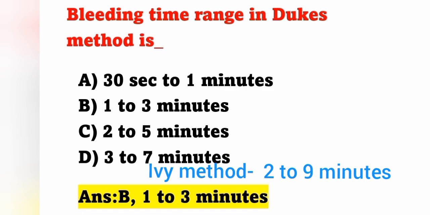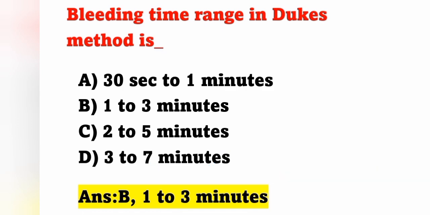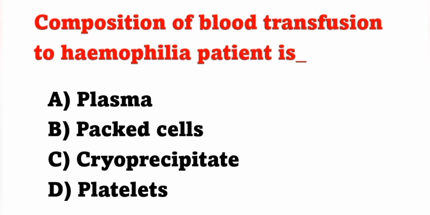And the second method is the Ivy method. In this the normal bleeding time is 2 to 9 minutes. And the next question, composition of blood transfusion to hemophilia patient is. Options: option A plasma, option B packed cells, option C cryoprecipitate, option D platelet.